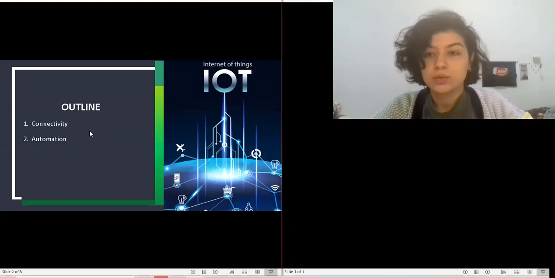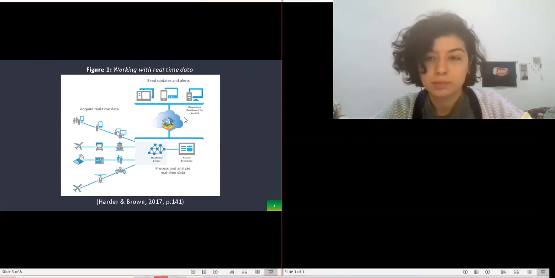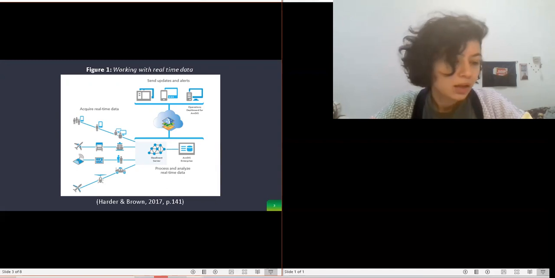Let's talk about what IoT is. In 2017, the book of Christian Harder and Clint Brown elaborated on the importance of IoT in the chapter called Mapping the Internet of Things. Here you can see a figure from that particular chapter, which explains how the IoT helped shape real-time dashboards by delivering and analyzing real-time data.